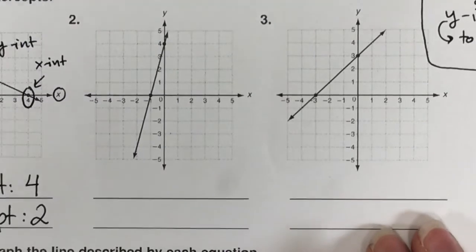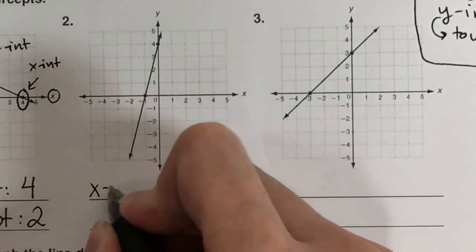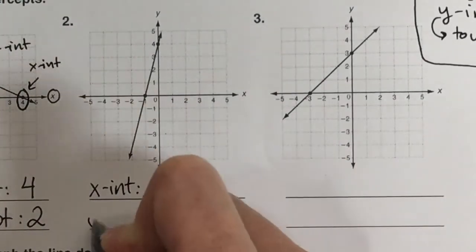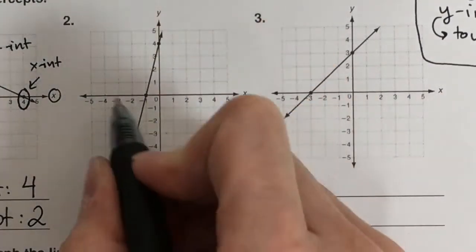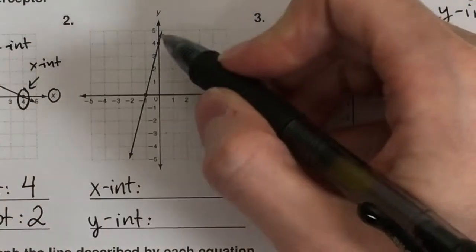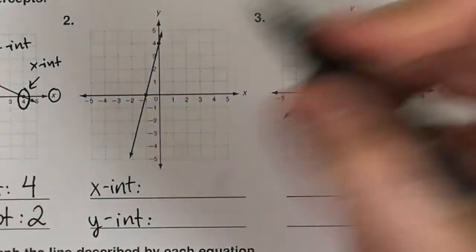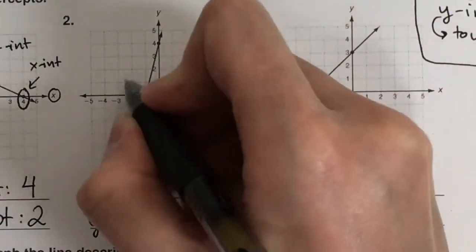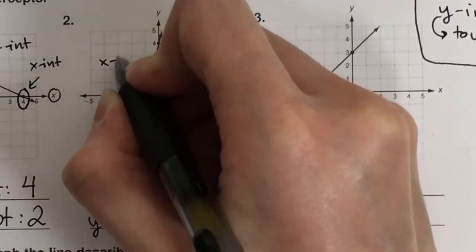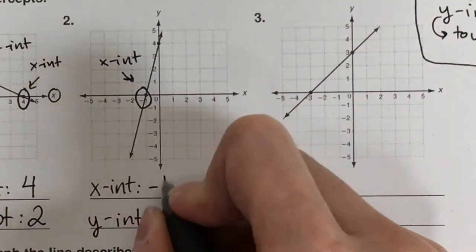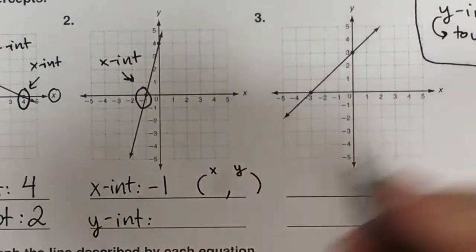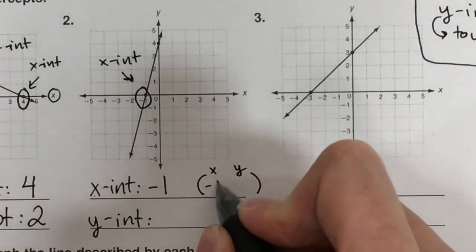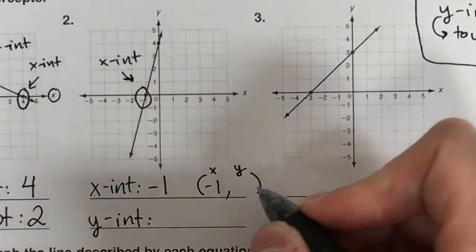Number 2. Let's find the x-intercept and the y-intercept. Okay, for x-intercept, remember, you're going to look here at the x. And where does this line touch the x? It looks like it's at -1. That's the x-intercept. So that is -1. And the ordered pair for that, remember, x is first, y is second. So x is -1. That means that the y is 0.